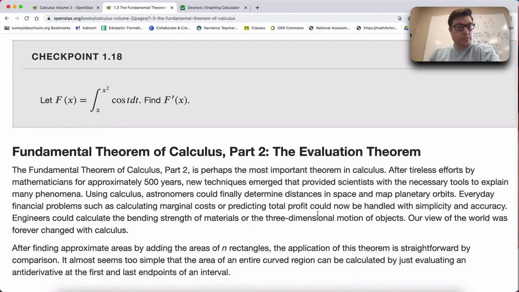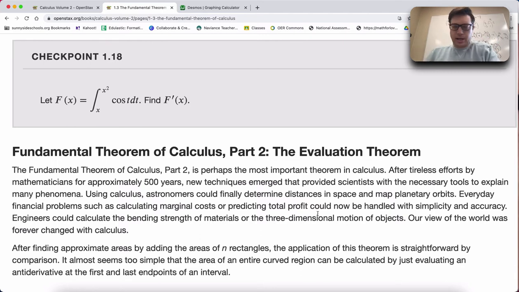Hey, this is for checkpoint 1.18, and we're building on the idea of the fundamental theorem of calculus part 1. Pay no attention to part 2. Those are next videos. With this problem, one of the things that we want to be careful about is how we're not starting from 0 and moving up to some random variable like x or x squared. Instead, we're starting at x, and then we're going to go from x all the way up. We have to be careful.